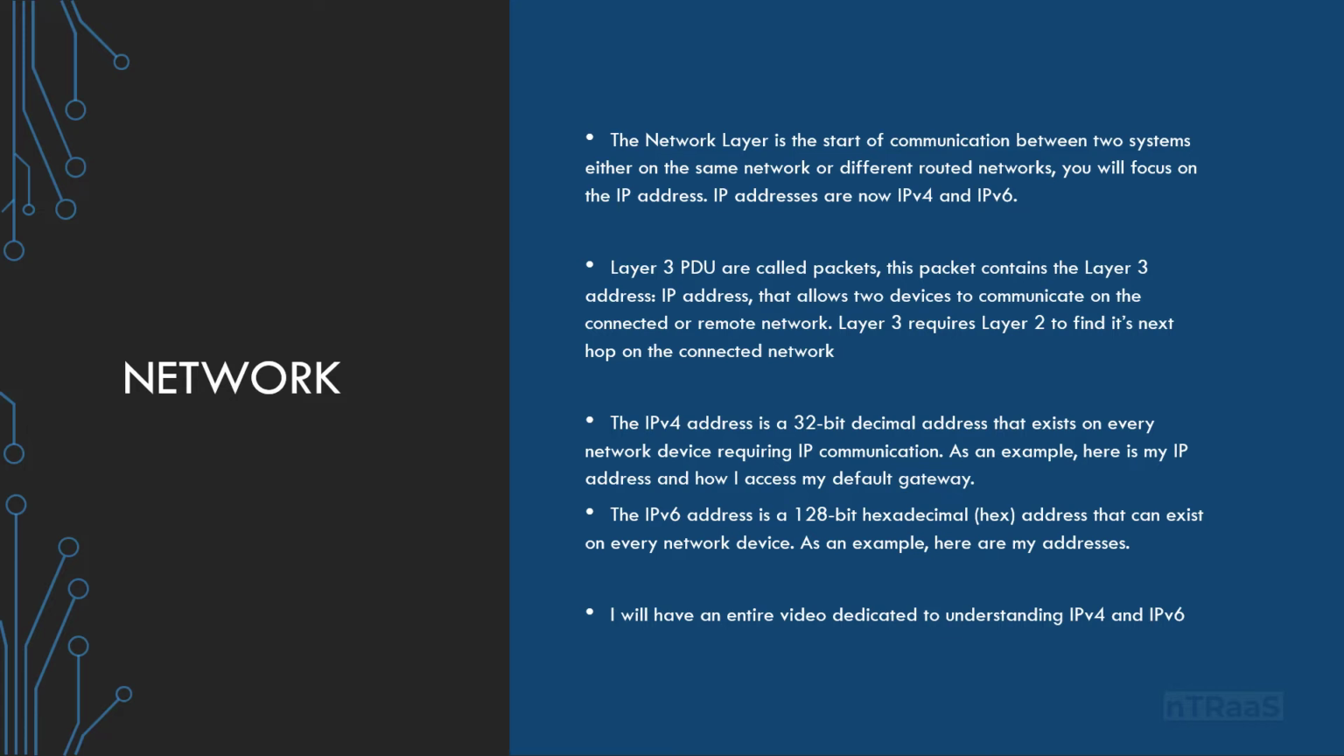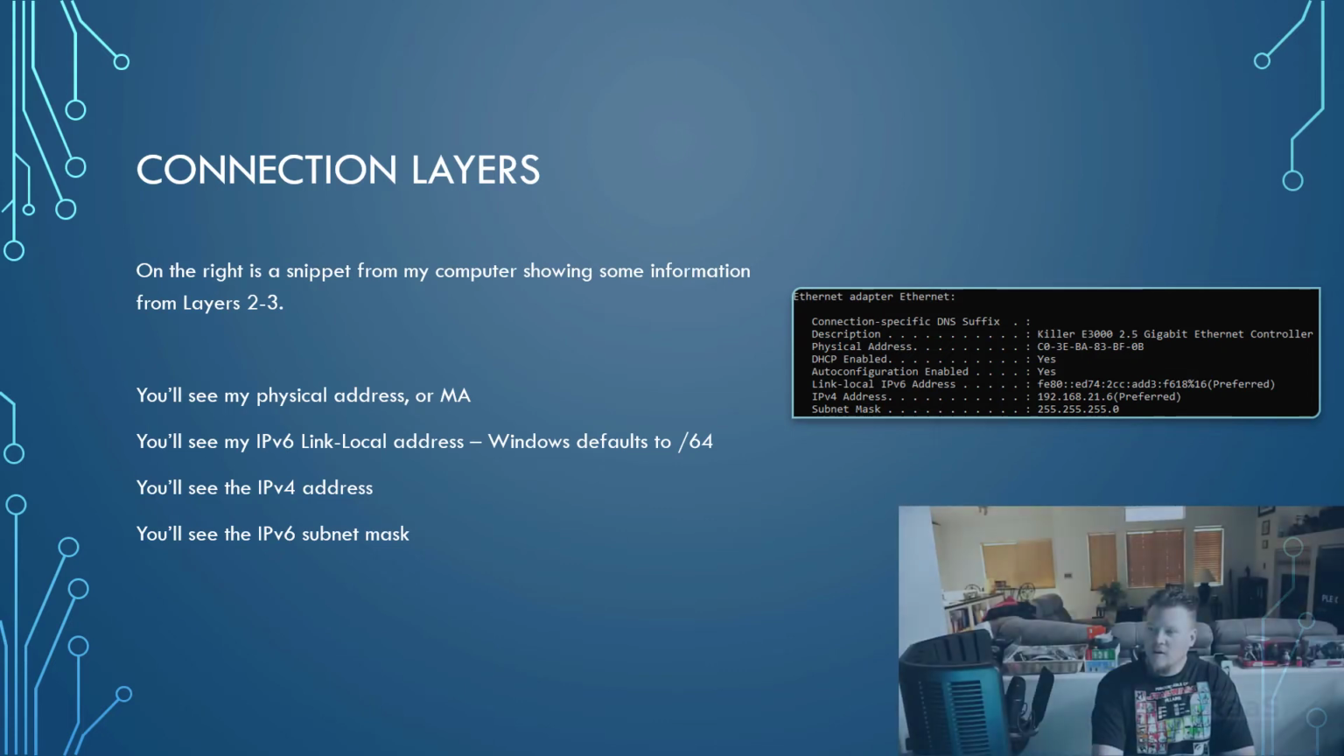The IP address is a 32-bit decimal address that exists on every network device requiring IP communications, which today is basically everything. As an example, here is my IP address and how I access my default gateway. So if you look on the right there, this is in our connection layers, you'll see that I have an IPv4 address, a subnet mask bound to that address, I have my physical address, and I have my link local IPv6 address.